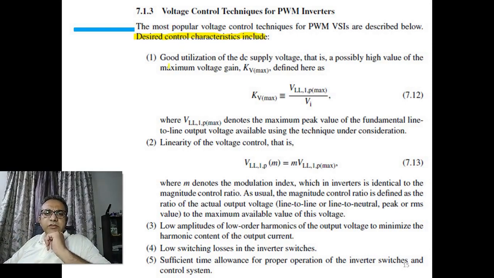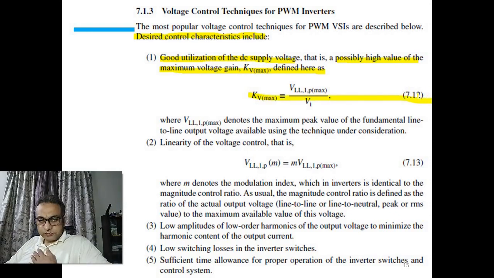So the first characteristic that we want is good utilization of DC supply voltage. That is, the DC supply should be used well, and possibly a high value of the maximum voltage gain as defined in equation number 7.12. So we want that the utilization of DC supply must be sufficient and must be good.